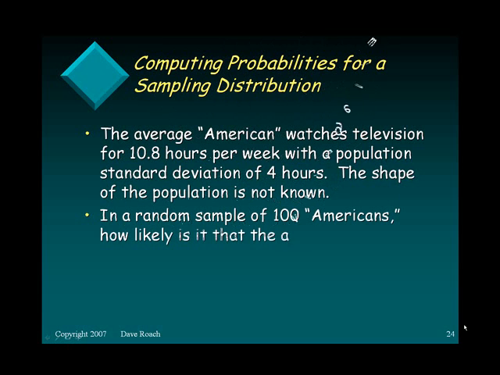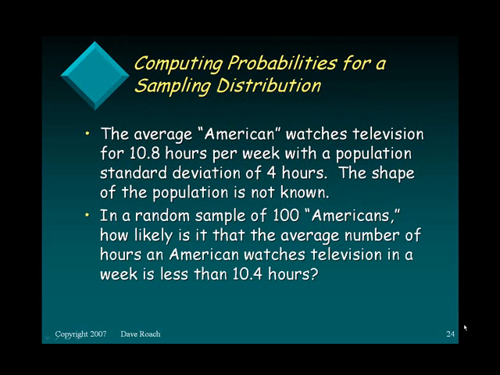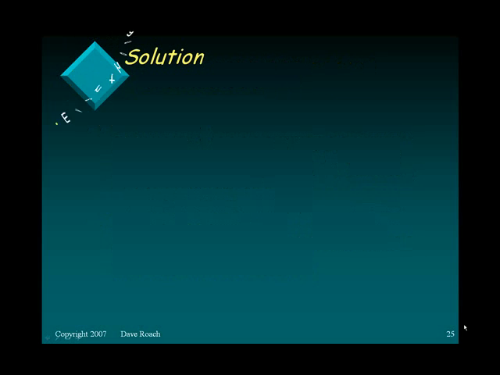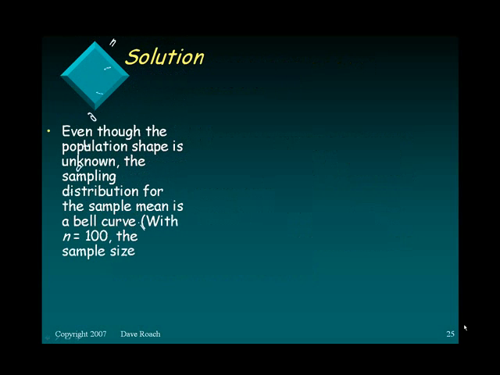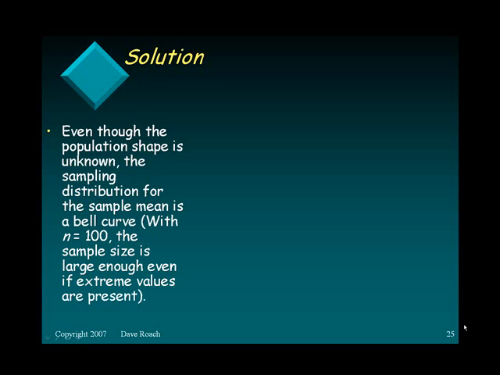So let's say we take a random sample of 100 Americans. We want to know how likely it is that the average number of hours an American watches television in a week is less than 10.4 hours. So we started with a population mean of 10.8, and now we want to know in this sample, what's the likelihood that the average is going to be less than 10.4. The sampling distribution is going to be a bell curve, and with n equal 100, the sample size is definitely large enough, even if there are extreme values.